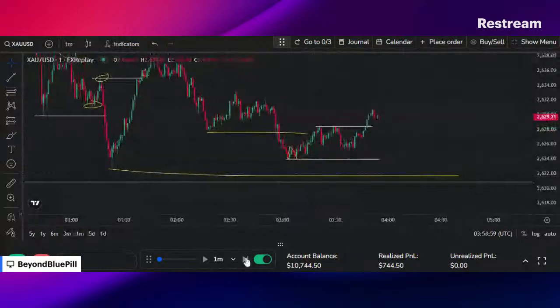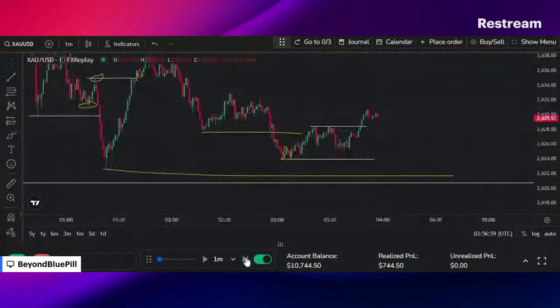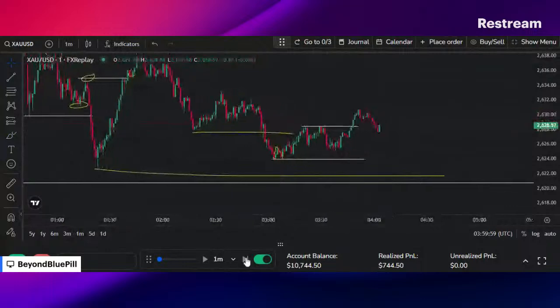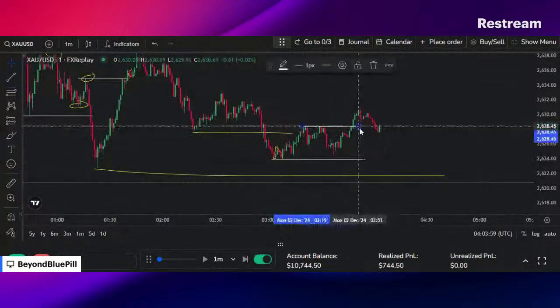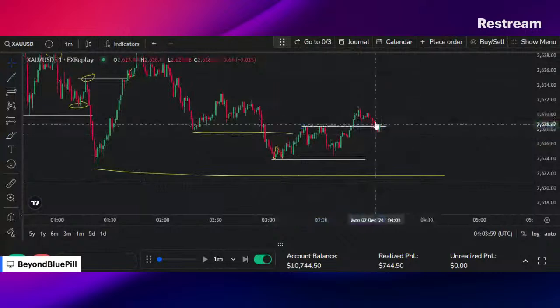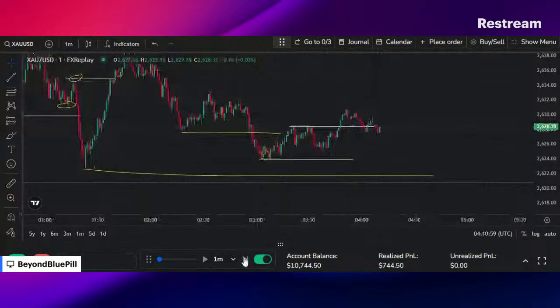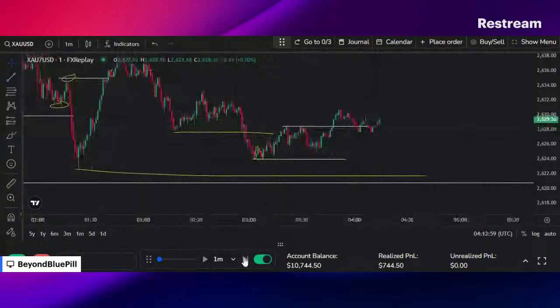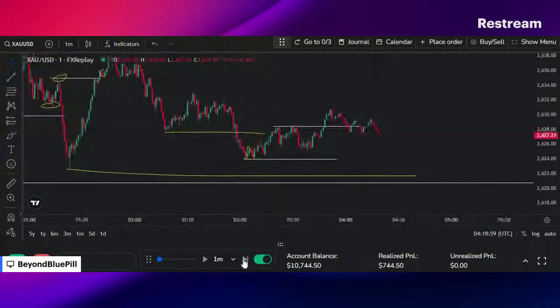Validated. Should we see a failure? Okay. We got our first tap and then double bottom. Let's see if we deliver. Failure. Okay. Let me get in for sure.